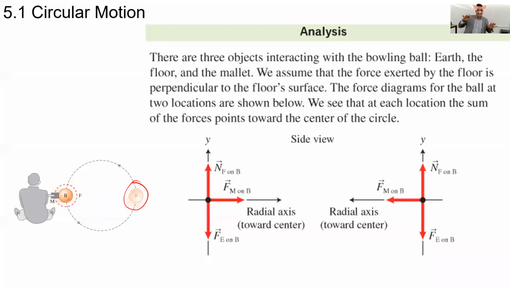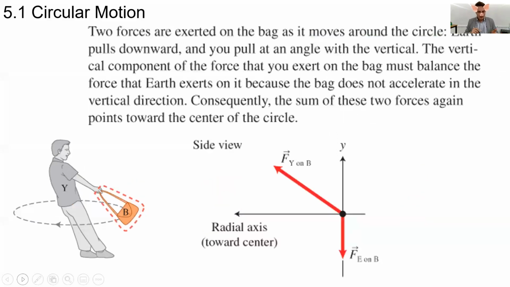And so when you get into this chapter 5, there are usually two perspectives that happen. There's a downward view, and then there's a side view. So things are getting into three dimensions here.